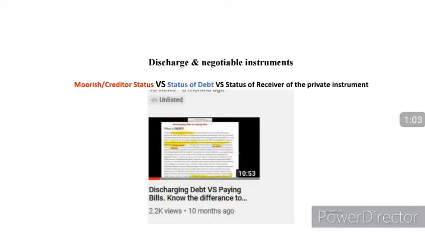With that being stated, you would definitely want to understand the moor/creditor status when it comes to discharging debt, versus the status of the actual debt itself, and then that versus the status of the receiver of the private instrument. If you're not familiar with all three of those, you might want to wait before you proceed and do a little bit more research.